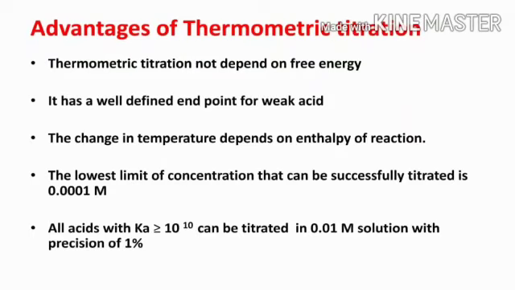The lowest limit of concentration that can be successfully titrated by the technique is 0.0001 molar. All acids with dissociation constant greater than or equal to 10 to the power minus 10 can be titrated in 0.01 molar solution with a precision of 1%.